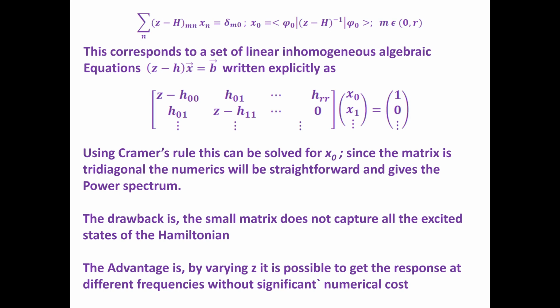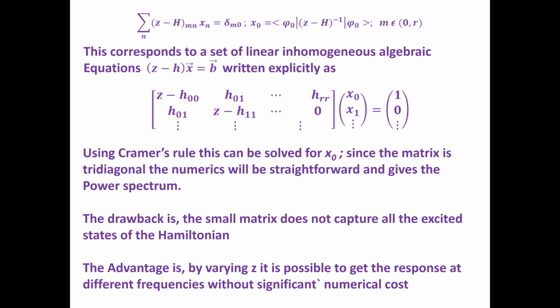I'll take p equal to 0, and so this is a set of linear equations. What are these linear equations? z minus h00 up to hRR, times x naught, equals 1. That is our first equation. The second one is h01, z minus h11, and the third row, etc. The vector here is x naught, x1, etc., because that is the xn you have, and the right side is delta m0. So only the first element is 1 and all the others are 0.